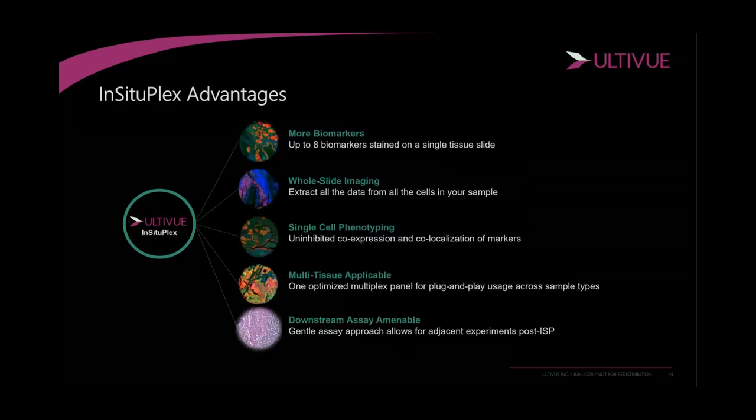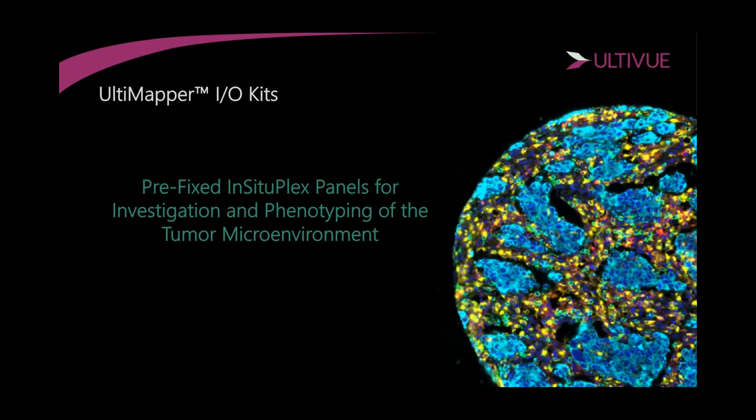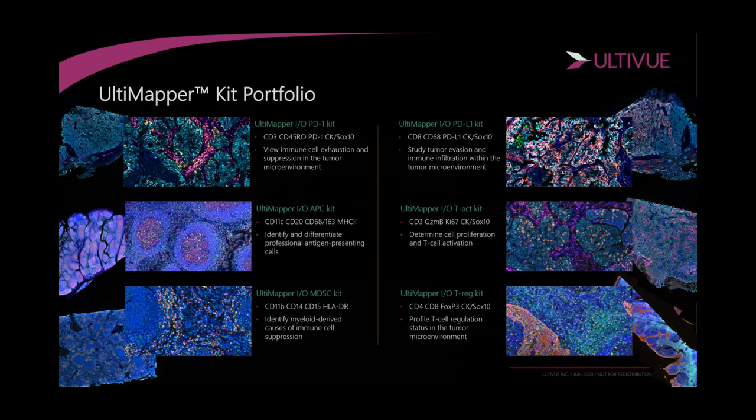So those are just some of the advantages, but now how are we offering this to the community? The first way that we have done this is through a portfolio of prefixed kits that we call Ultimapper kits. They're designed to phenotype the tumor microenvironment, and this is what they look like. There are six kits, and really it's focused around immuno-oncology and T-cell biology and some themes that are very, very familiar to all of us. If we just go down the list, the PD-1 kit and the PD-L1 kit focus on themes of immune cell exhaustion as well as tumor evasion in the tumor microenvironment.